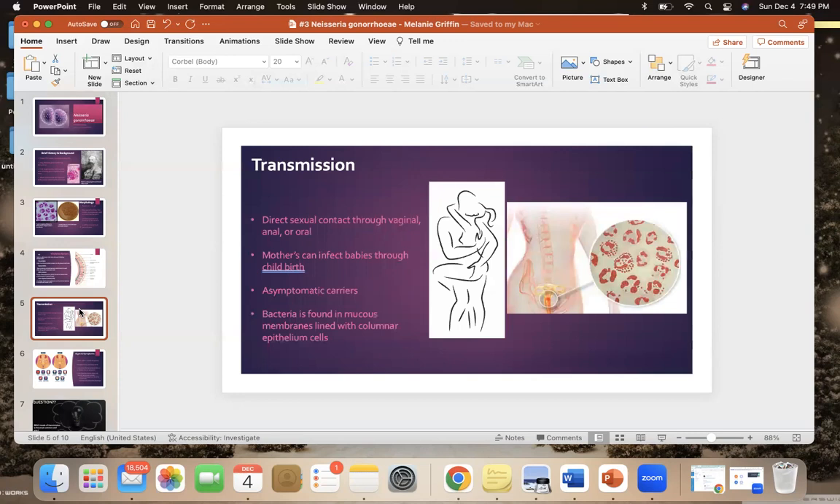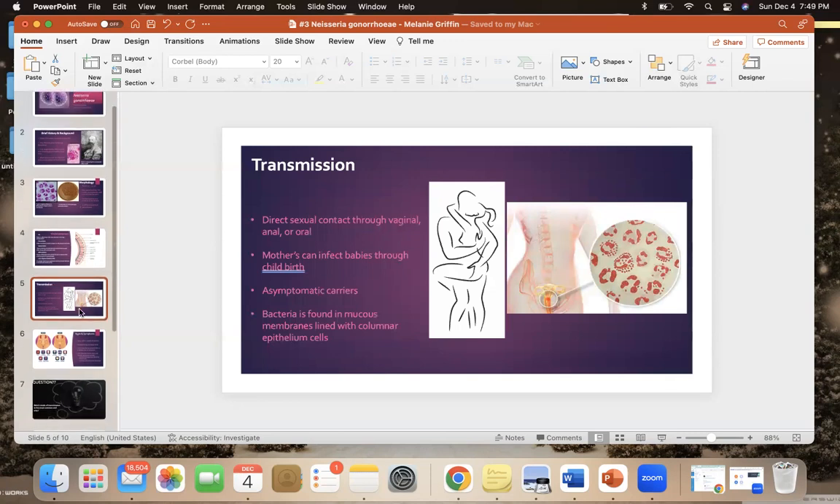Transmission. Gonorrhea can be transmitted through vaginal, anal, or oral sex. Through contact during childbirth, mothers can infect their babies, and asymptomatic carriers can also transmit it. The bacteria is found in mucous membranes lined with columnar epithelium cells.